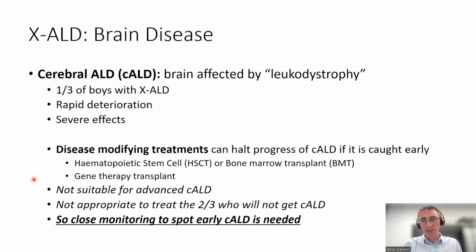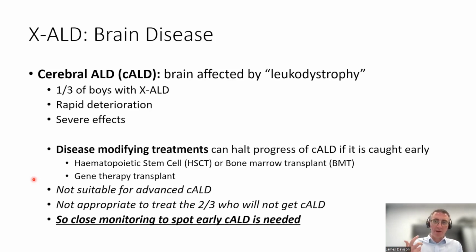In terms of the brain disease, and this is really the focus of what we want to talk about in this session, we know that for males and for boys in particular, there is a risk of developing what's called cerebral ALD, where the brain is affected by the leukodystrophy. Leukodystrophy simply means abnormality of the white matter of the brain. Now, this affects about 1 in 3 boys with ALD. And if that starts off, there can then be very rapid changes and rapid deterioration. And it's a very severe condition if that occurs.